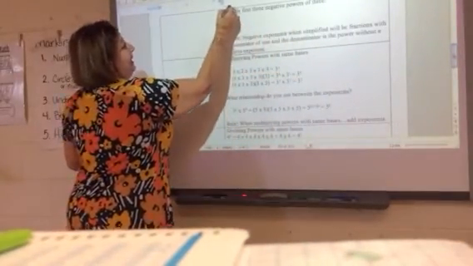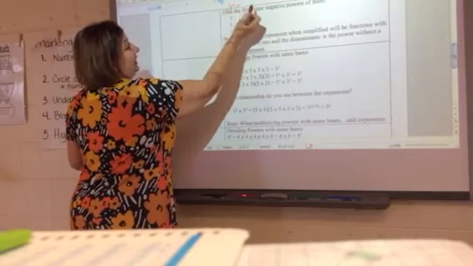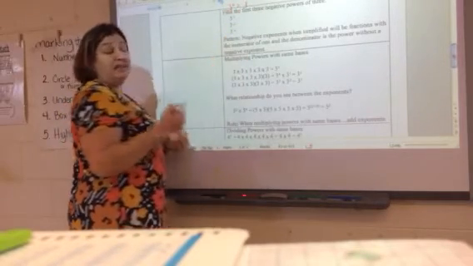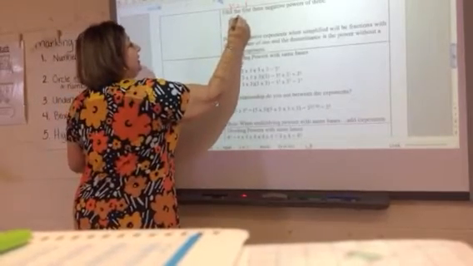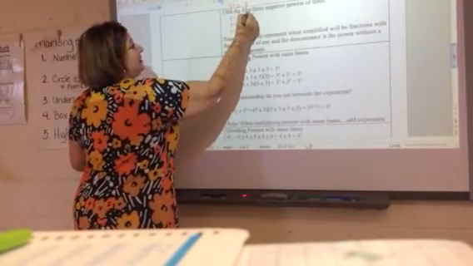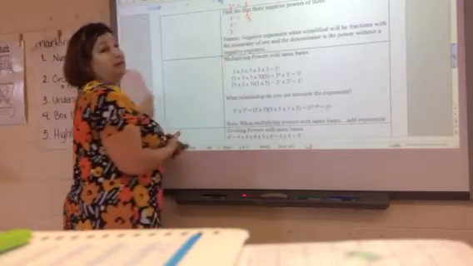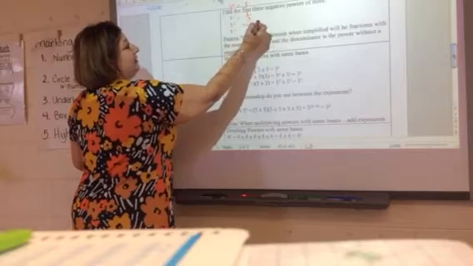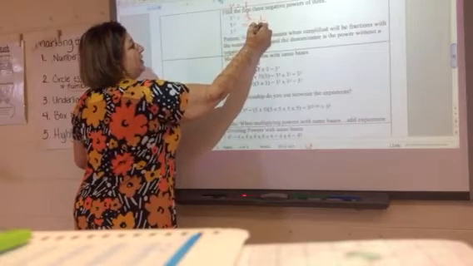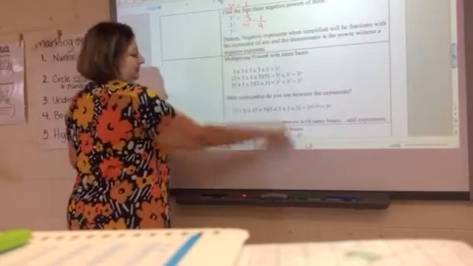So if I had 3 to the 0 power, I know that that's 1. If I divide 1 by the base, which is 3, 3 to the negative first power will read 1 over 3. 3 to the negative second power will be 1 over 9.